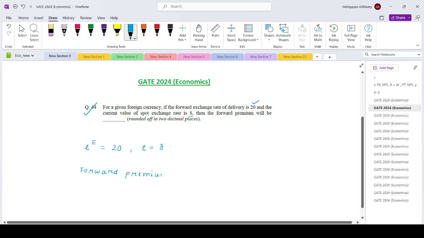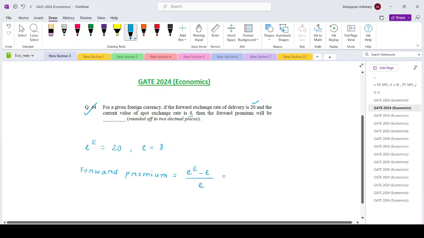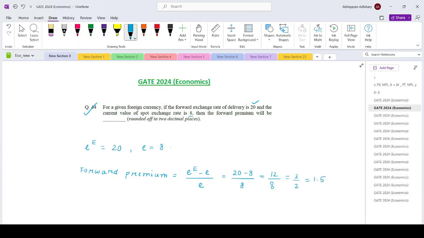is defined as the expected exchange rate minus the original exchange rate divided by the original. So that is 20 minus 8 by 8. So that is 12 by 8, which is 1.5. So rounded off to two decimal places, the forward premium is 1.50.